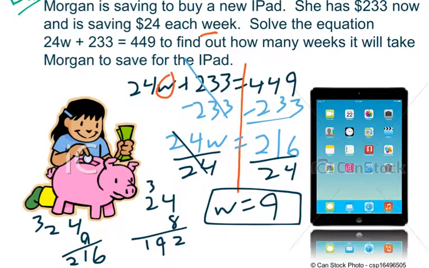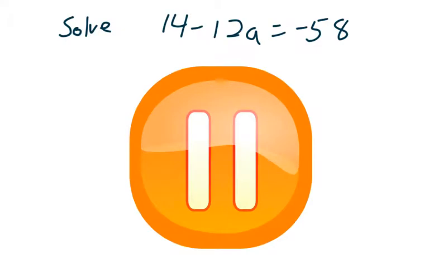All right, we're going to try one more question, and I would like for you to try it on your own. So pause the video if you need to. The question is 14 minus 12a equals negative 58. All right, now that you've had a chance to try it, let's go ahead and go over that.